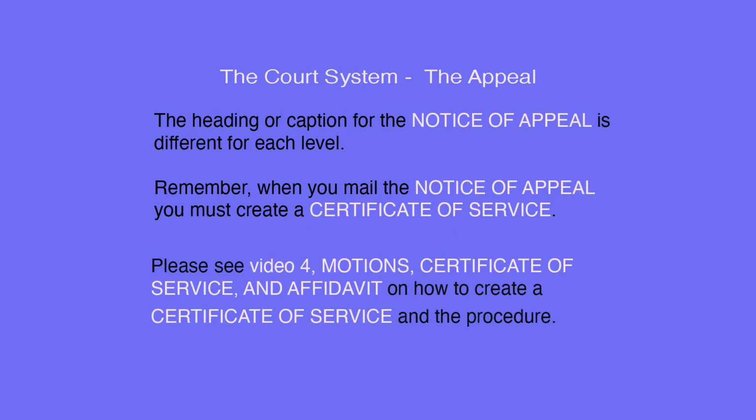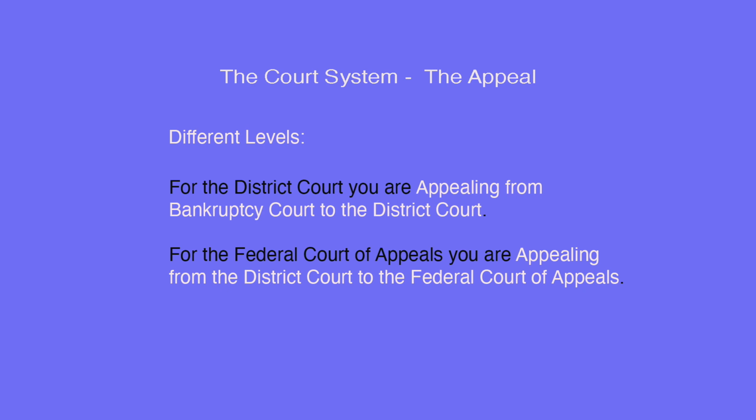The heading or caption for the notice of appeal is different for each level. Plus, remember that when you mail the notice of appeal, you must create a certificate of service. Please see video 4, Motions, Certificate of Service, and Affidavit, on how to create a certificate of service and the procedure. For the district court, you are appealing from bankruptcy court to the district court. Then for the Federal Court of Appeals, you are appealing from the district court to the Federal Court of Appeals.